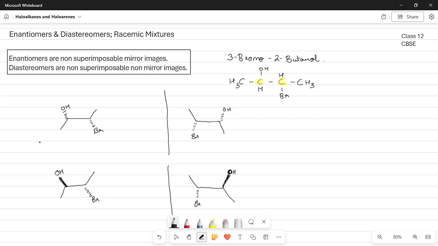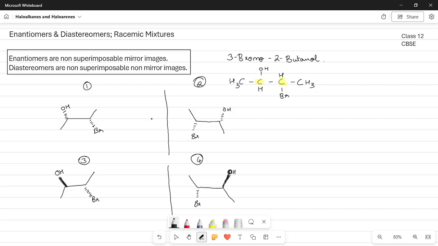Now if you think about this, let's call these 1, 2, 3, and 4. So 1, 2, and 3, 4 are enantiomers, right? Because they are non-superimposable mirror images. 1, 4, 2, 3, and 1, 3, and 2, 4, all of them are non-superimposable, non-mirror images. So they are diastereomers. Essentially, those which are not enantiomers are considered to be diastereomers. That is what you need to understand.